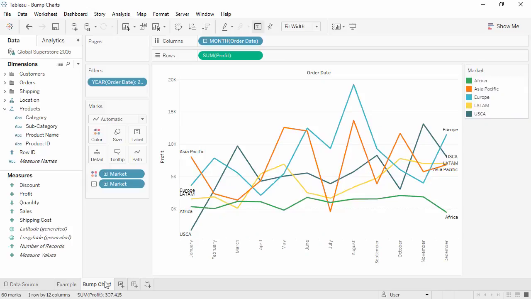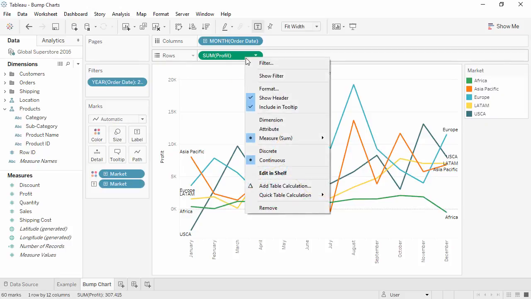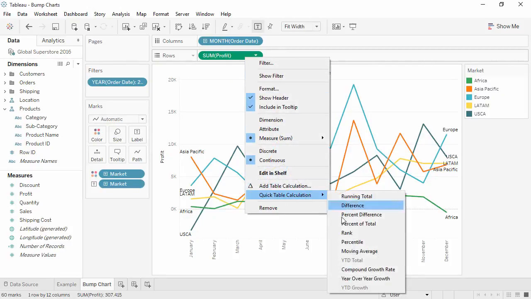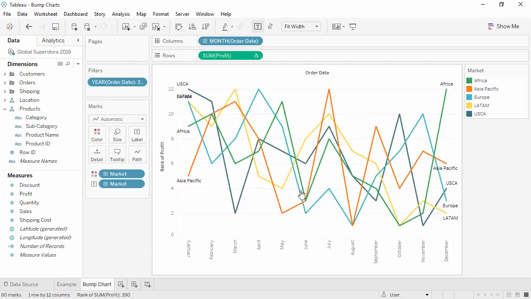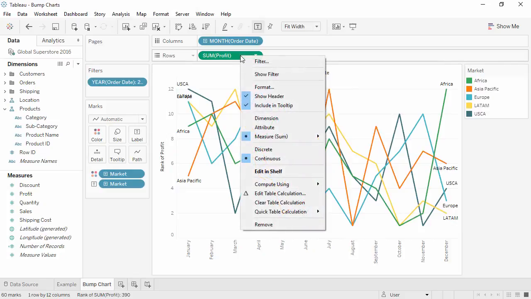Right now, we're looking at actual profit numbers. Making this a bump chart will quickly show the ranks of the various markets. First, right-click on Profit and apply the quick table calculation, Rank. Right-click again and change Compute Using to Market.